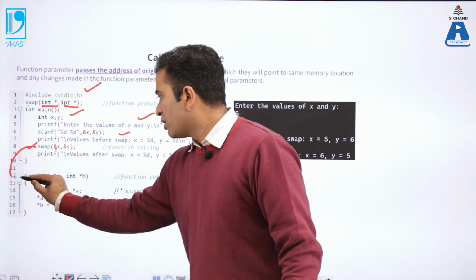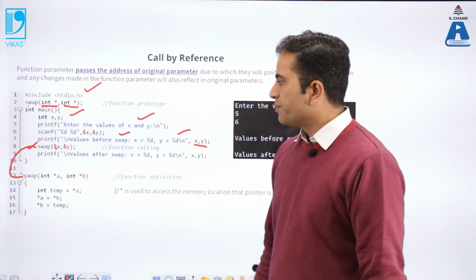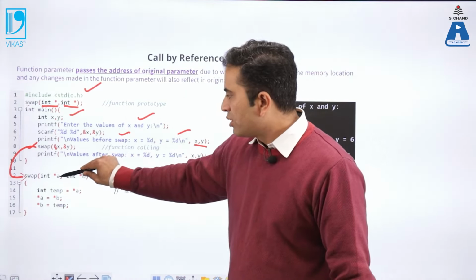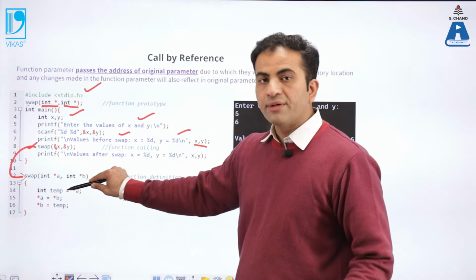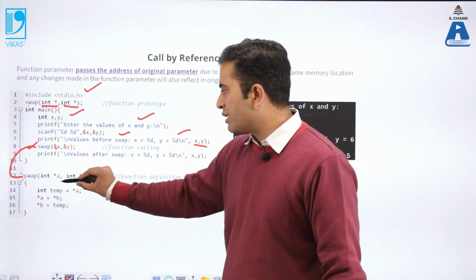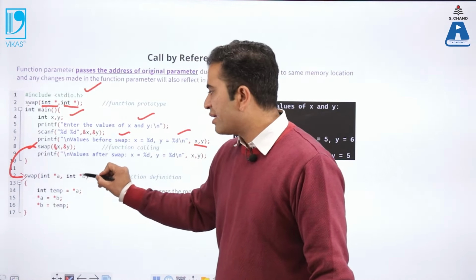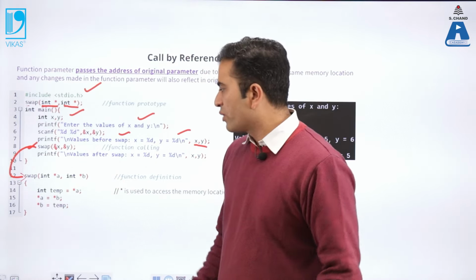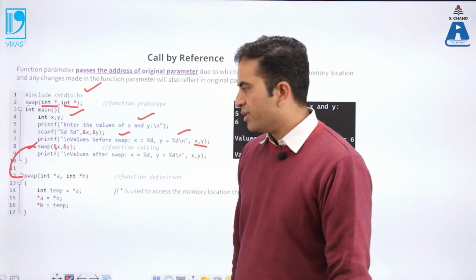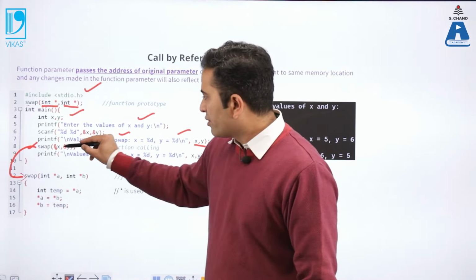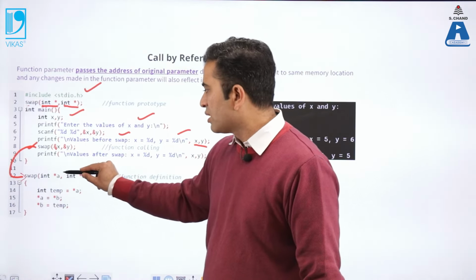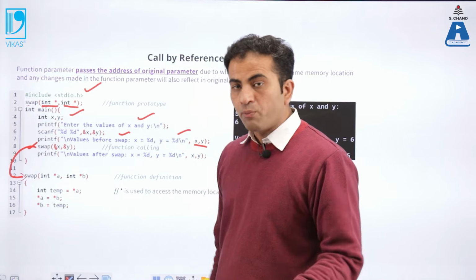And when the function is called, the function definition activates. Now to catch this particular address, we have to introduce the concept of pointer, because a pointer can save a memory location only. So that's why star a and star b. You can say a and b are aliases of x and y. So this is the memory location, and we are transferring this memory location to the variables a and b. So these variables are of pointer type.